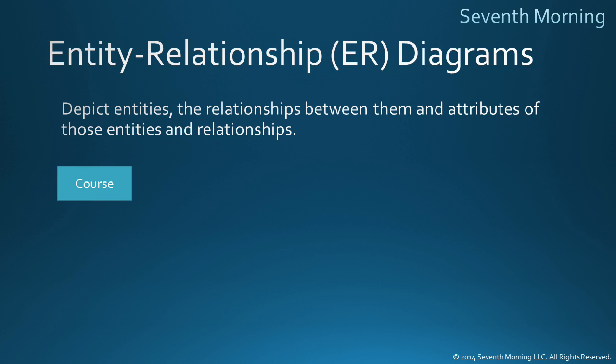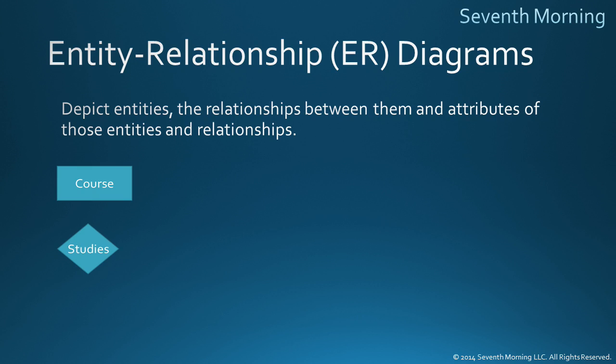ER diagrams also have relationships, and they're represented by diamond shapes. There's an example. Just as you would expect, we also place text in the diamond shape that represents the type of relationship. Now, here's a rule of ER diagrams. A relationship is always between two entities, two rectangles.